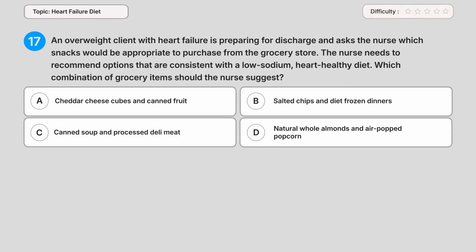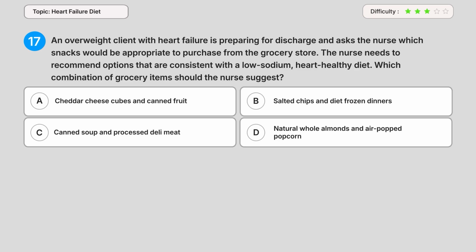17. An overweight client with heart failure is preparing for discharge and asks the nurse which snacks would be appropriate to purchase from the grocery store. The nurse needs to recommend options that are consistent with a low-sodium, heart-healthy diet. Which combination of grocery items should the nurse suggest?